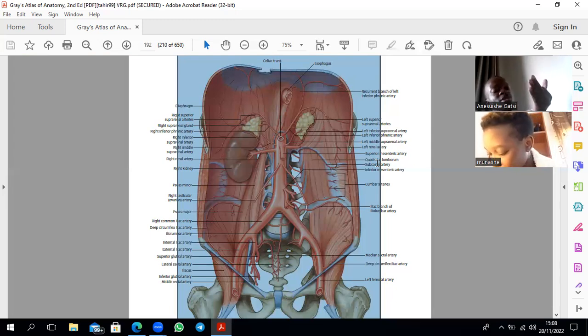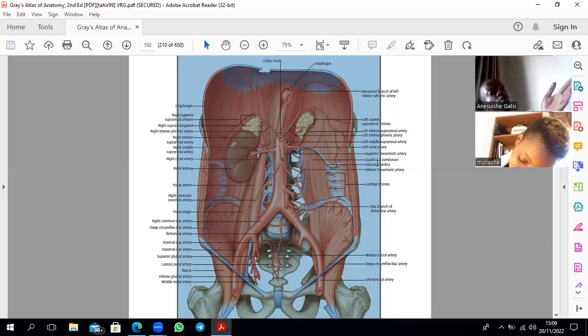So the three lateral visceral branches, there is renal artery for the kidney, right? Then there is testicular artery if it's a male, then ovarian artery if it's a female.